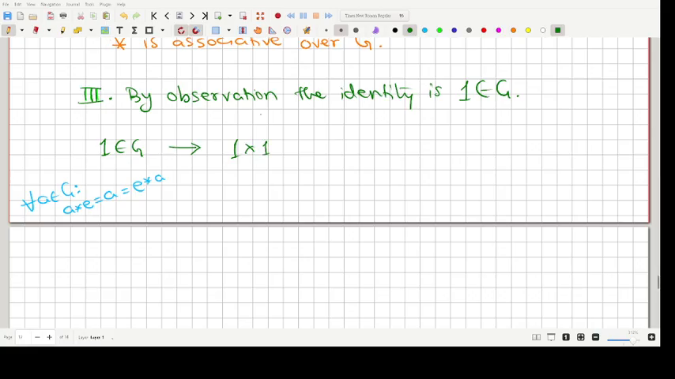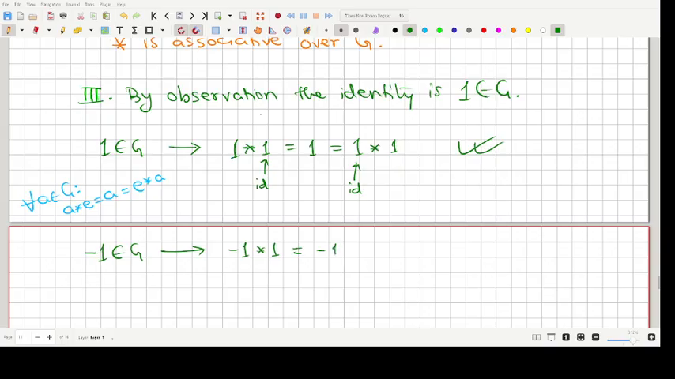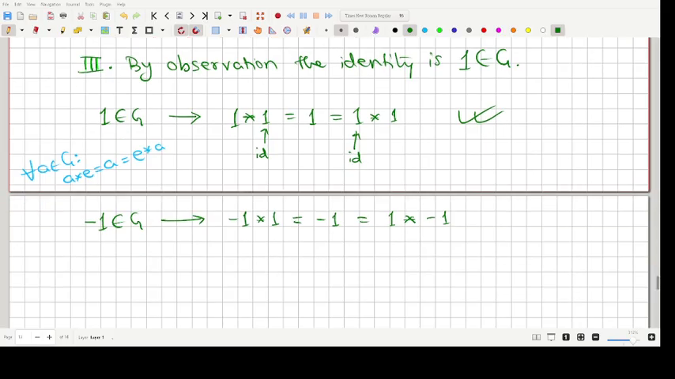1 star 1 is equal to 1. We know that. Great. And this is 1 star 1 again. The star here, mind it, is the multiplication that we're talking about. So this is the identity element, and this is the identity element over here. And this is true. No problem regarding that. Let's consider negative 1 belongs to G. Negative 1 star 1 is negative 1 multiplied by 1, which is negative 1. And of course, negative 1 multiplied by negative 1 is also equal to negative 1. So for negative 1, the condition is satisfied.